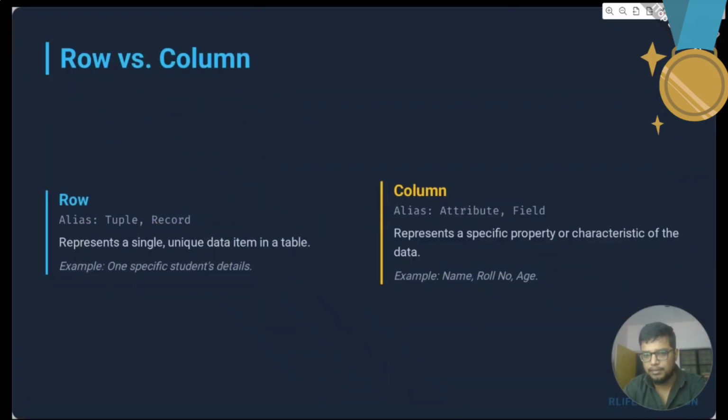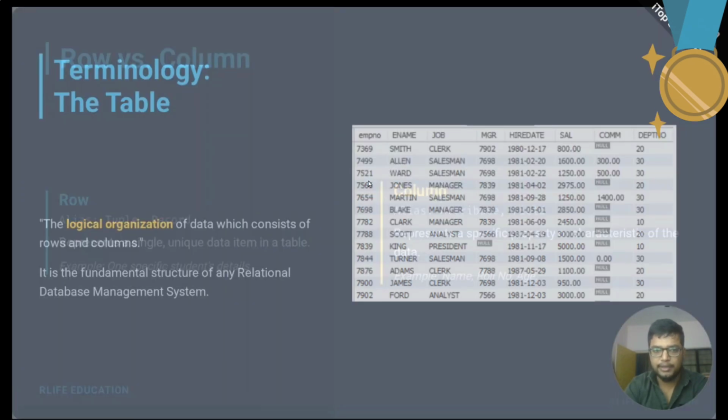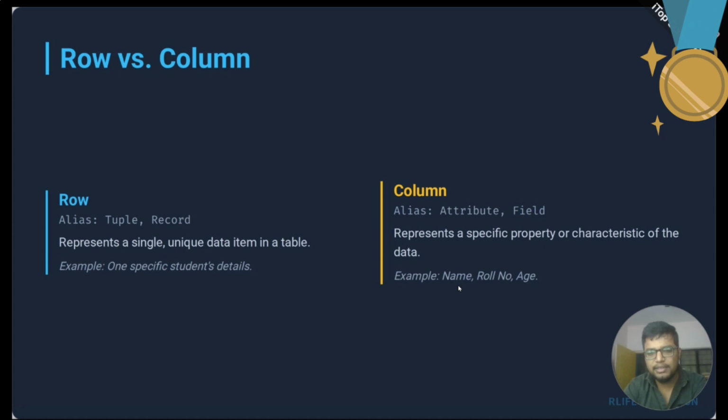Then row versus column. What is a row and what is a column? A row means a single particular data record in the table. But for a column, you can see here 7369, Smith, job, manager ID, hire date and salary. This whole thing is data about Smith. This is one row. But when you see employee number, many employee numbers are there. This is nothing but a column. And this is all about this terminology.